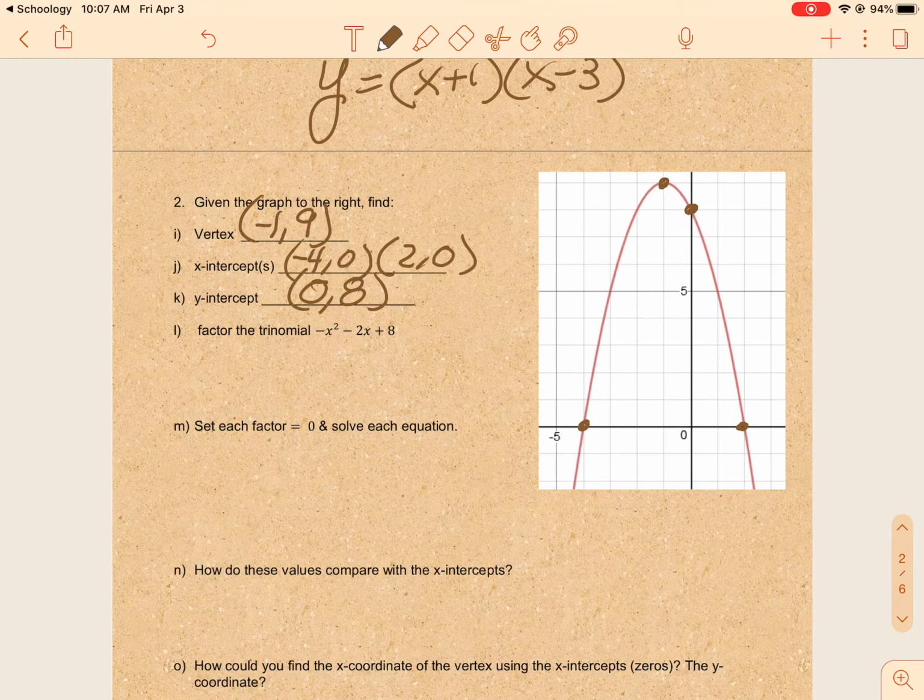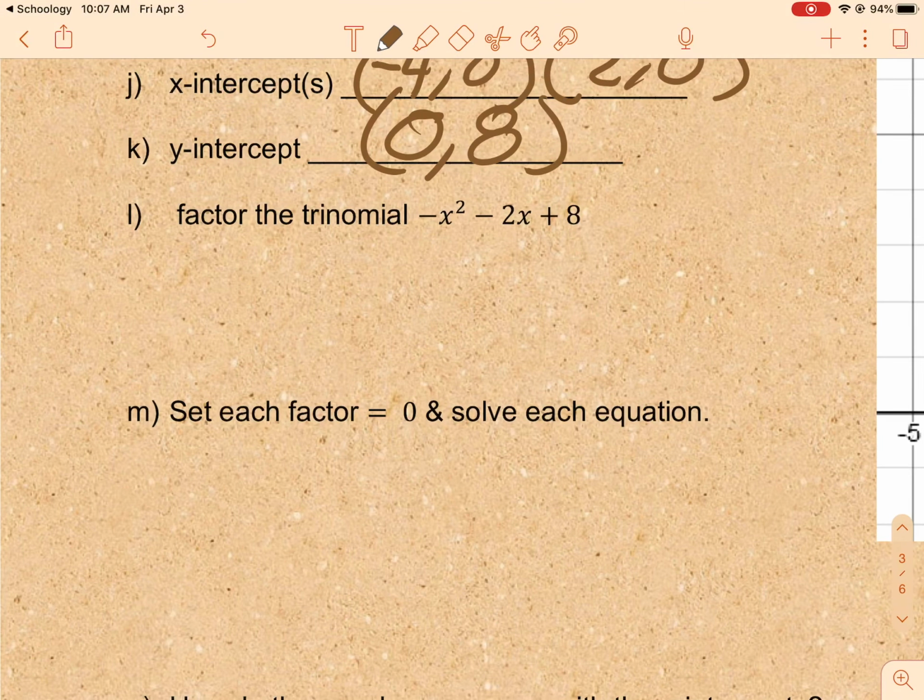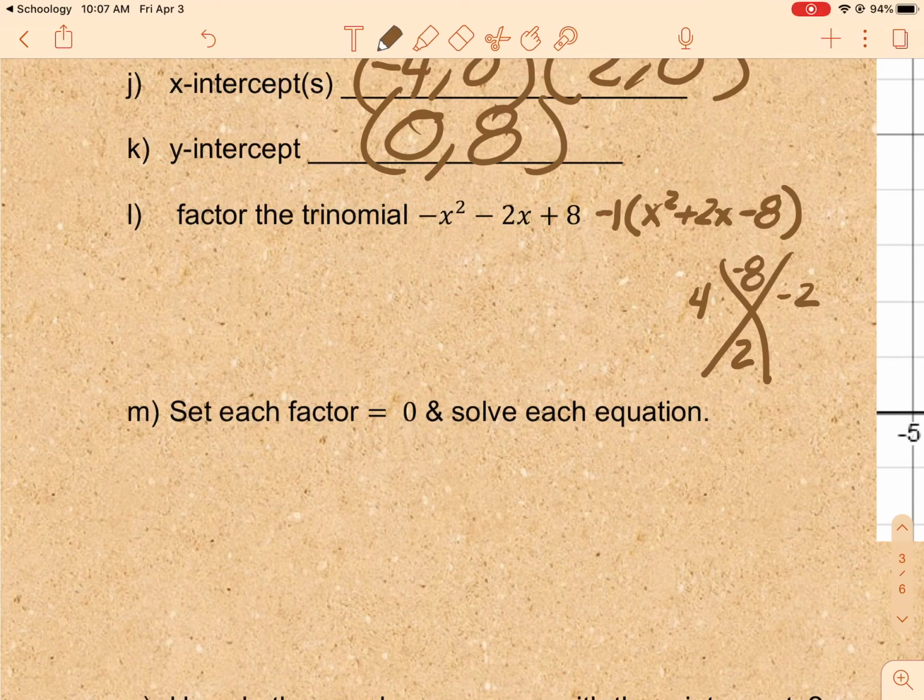And then it has us factor. So because there's that negative x squared out in front, you actually want to factor that -1 out. So if we pull a -1 out, we're getting x squared plus 2x minus 8. So we're thinking, what two numbers multiply together to be a -8 that add up to be a +2? And those numbers would be a +4 and a -2.